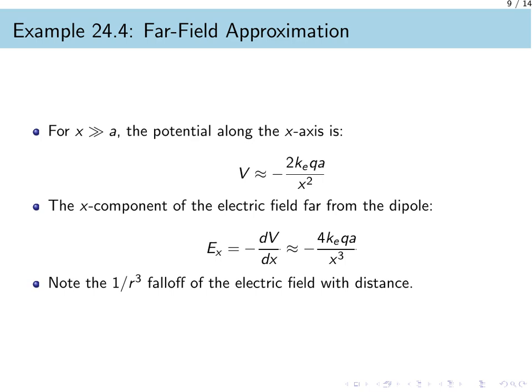We can also find the x component of the electric field far from the dipole by taking the negative derivative of the potential with respect to x. This gives an electric field approximately equal to negative 4 times Coulomb's constant times q times a over x cubed. Notice the 1 over r cubed falloff of the electric field with distance, which is characteristic of a dipole.